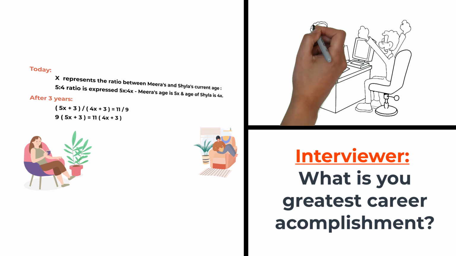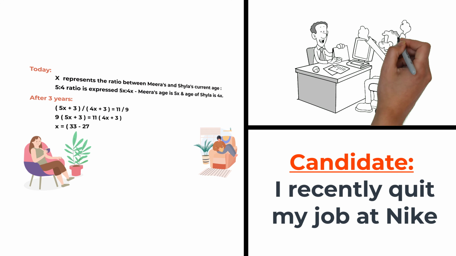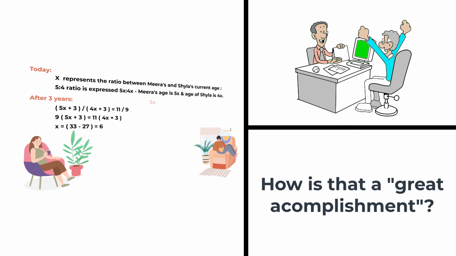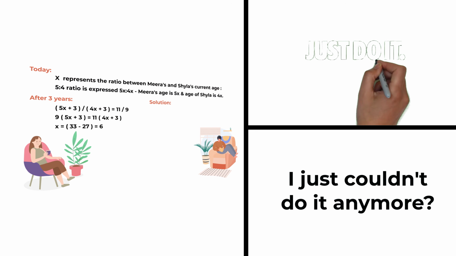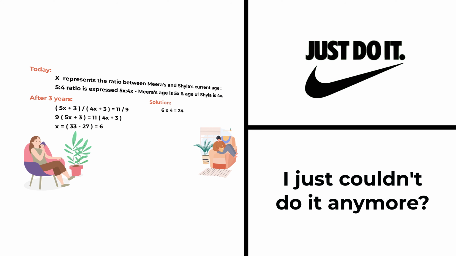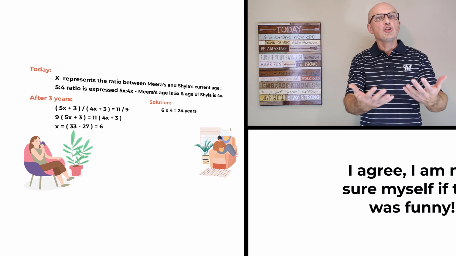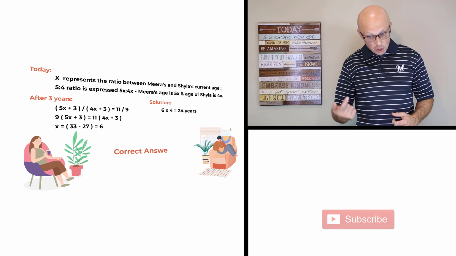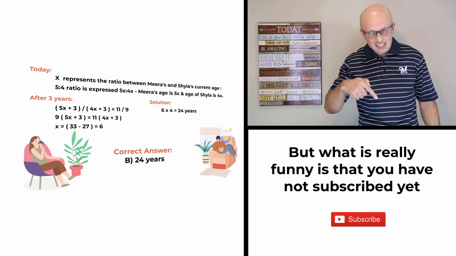which means that x will be equal to 33 minus 27, which would be equal to 6. So to calculate the present age of Shyla, we need to multiply 6 by 4, which was her ratio in the initial equation for the current age, which would be equal to 24. So the correct answer is choice B, 24 years old.